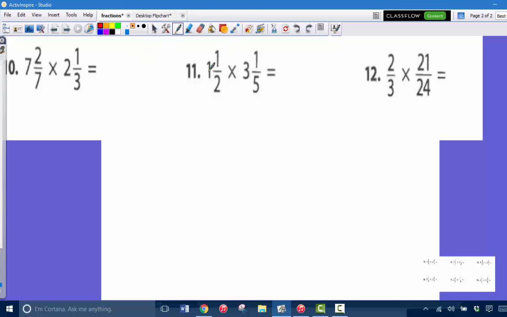All right, changing to an improper fraction. 1 times 2 is 2, plus 1 is 3. Keep the same bottom number. 3 times 5 is 15, plus 1 is 16. Keep the same bottom number. I'm going to diagonally reduce.